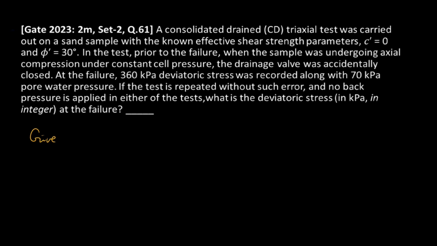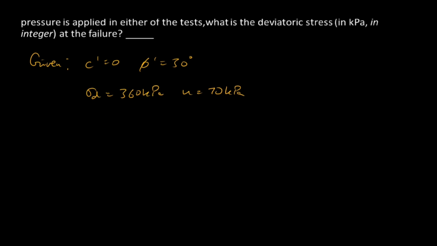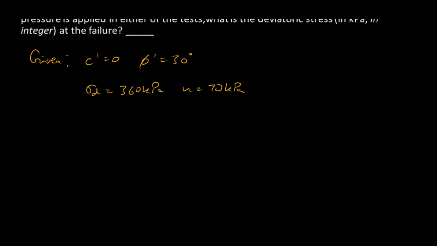So they have given c dash is equal to 0, phi dash will be 30 degree. Also, during the closure of the valve, sigma d will be 360 kilopascal and u will be 70 kilopascal. Write down the solution.